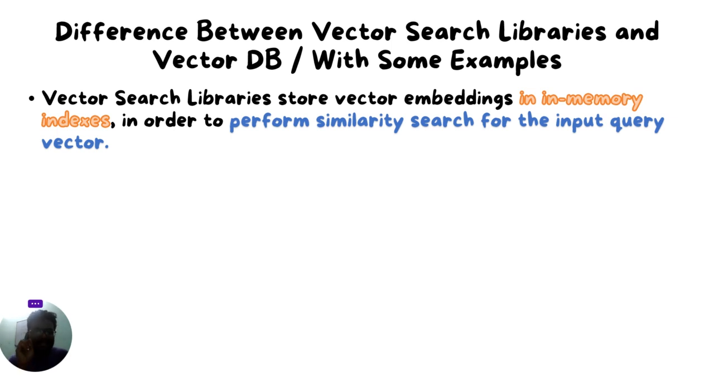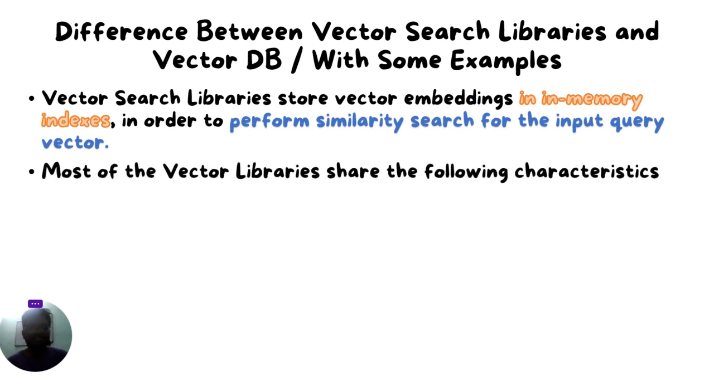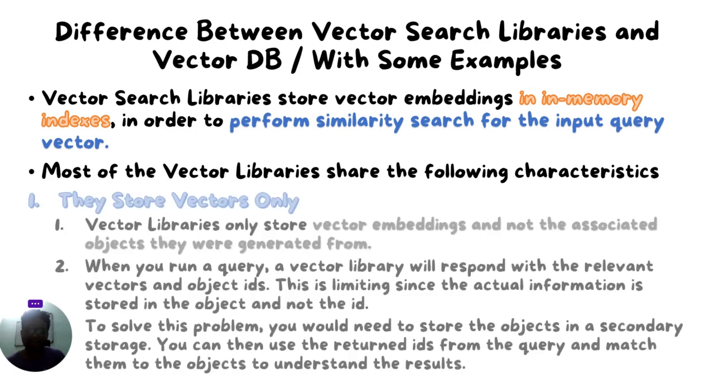Since these are in-memory indexes, I'll give you a pass at the end, after learning what vector search libraries are all about, to make sure you know the key advantage of it. When you just look at it, you can't find what the advantage is. Why? Because each and every point will be a disadvantage from the commercial point of view. So, most of the vector libraries will share the following characteristics.